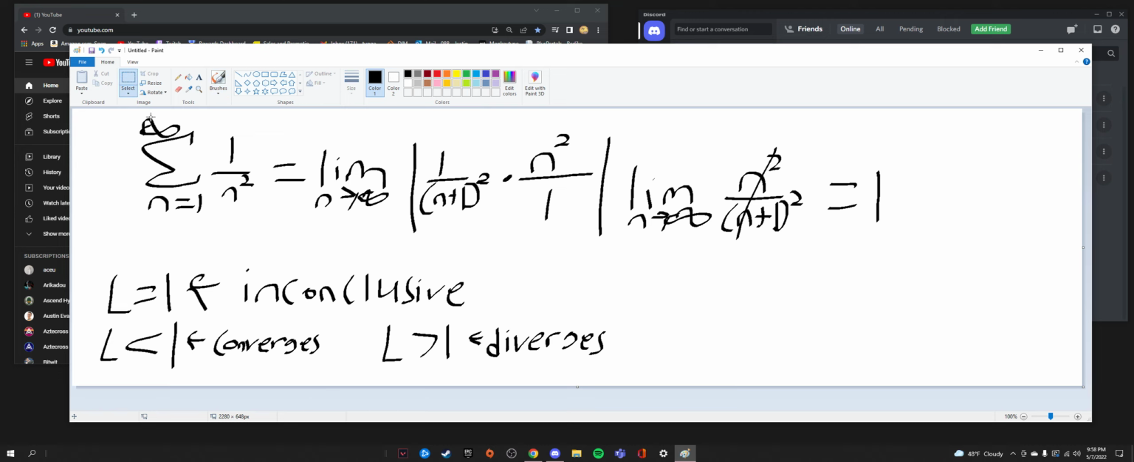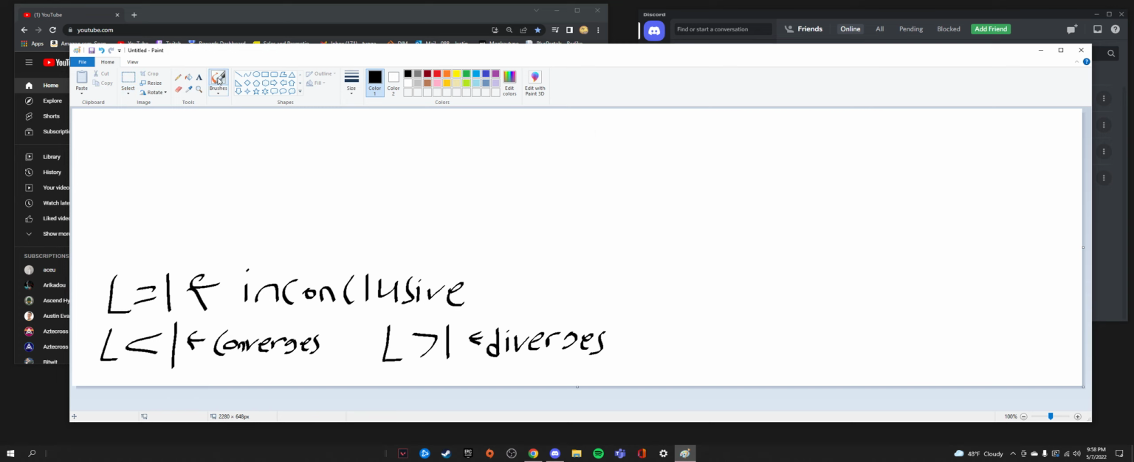Now, I don't have an example for L just being greater than 1 and diverging, but I do have one for when L is less than 1 and converges. So let's look at that. So once again, we would have our sum, so n goes from 1 to infinity of n to the 10th, so n raised to the 10th power, over 10 to the nth, so 10 being raised to the nth power.